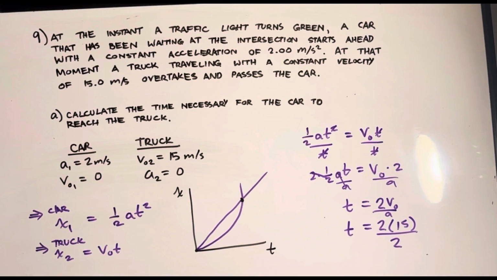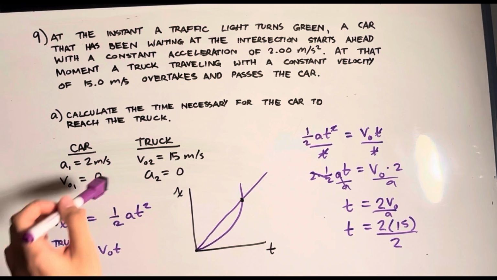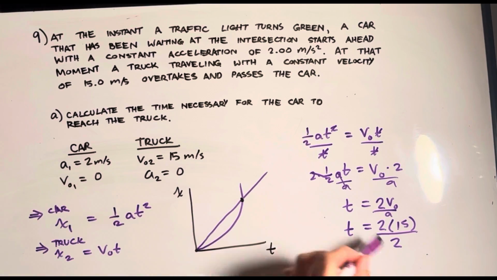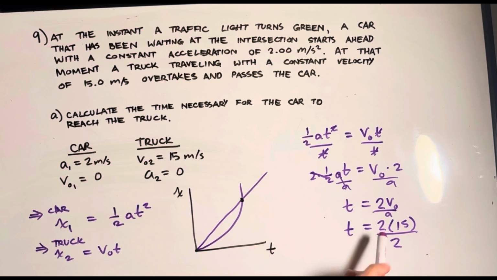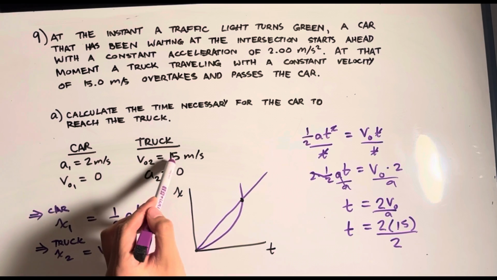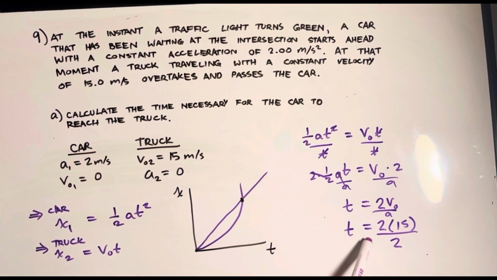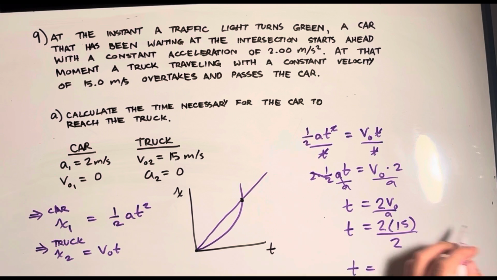Okay, so I did the math, and all I had to do at the end was plug in what we have here into what was left. So we have 2 times our initial velocity, or the truck's velocity, so 15 meters per second, divided by our acceleration, or 2 meters per second squared. So now all we have to do is solve for that, and we get 15 seconds. And that is our answer for part A.